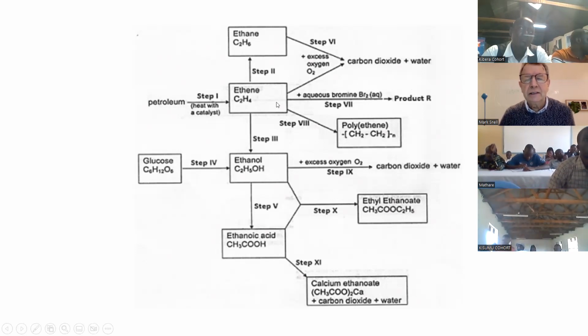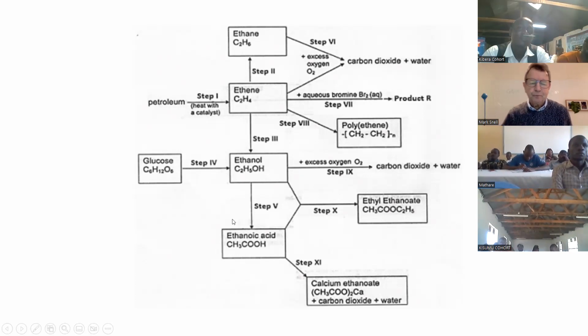Okay. Step 8, ethene to polyethylene. That's obviously polymerization, and it's normally fairly high pressure and an initiator or catalyst and some heat. Step 9, ethanol, that's burning. Step 10 is ethanol and ethanoic acid. That's esterification. And for that, we need some warmth, but we also need a concentrated sulfuric acid catalyst. It's only a few drops, but it is a concentrated sulfuric acid catalyst.